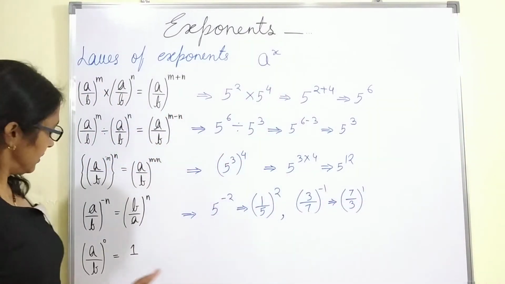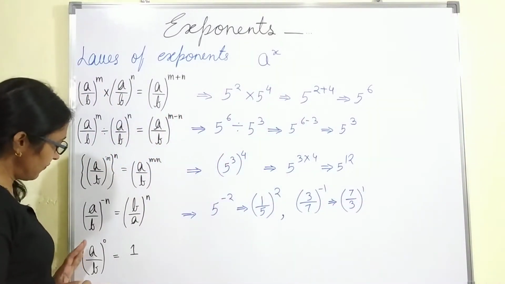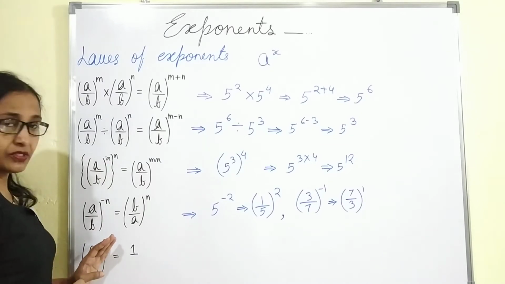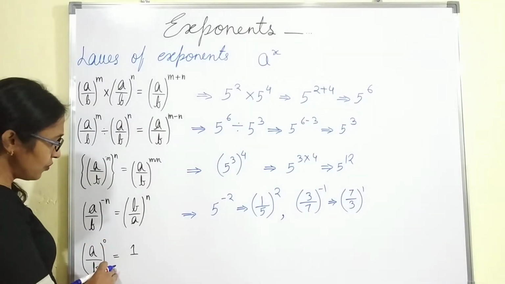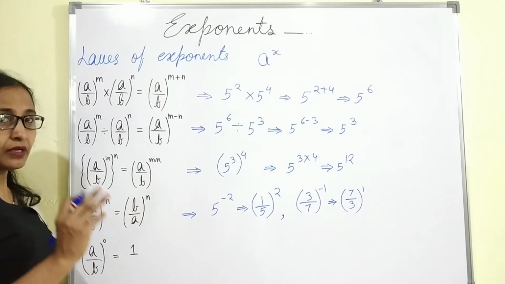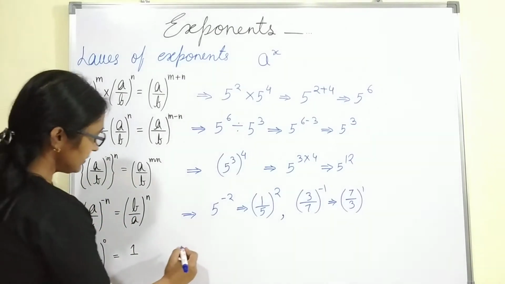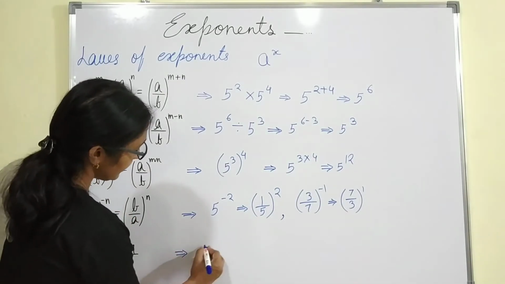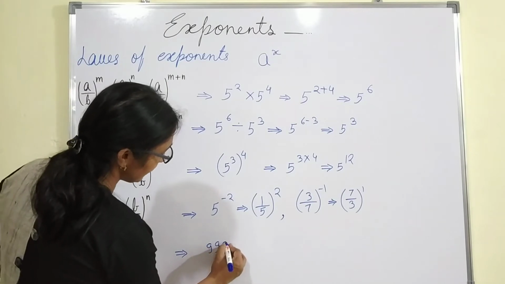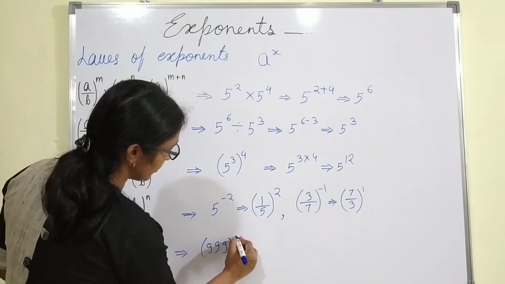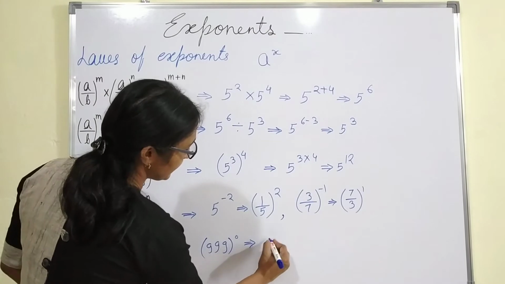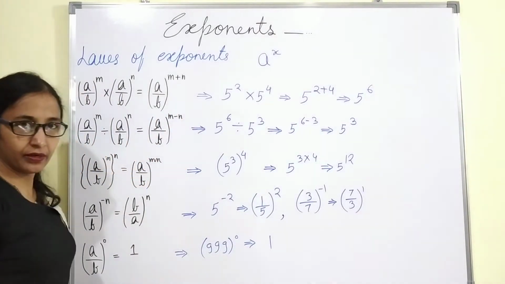Now, next, if any number has power 0, the whole value will be 1 only. Even if 999 has power 0, its value will become 1.